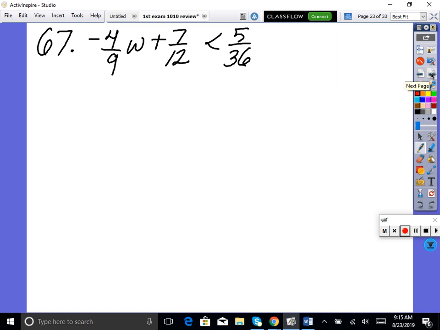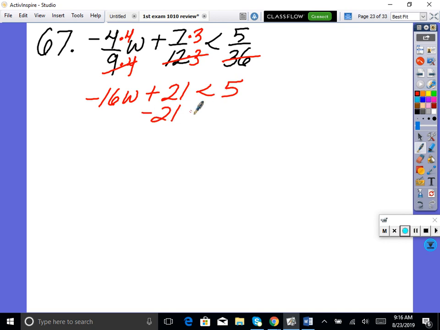All right, with 67, just a reminder, it's best to get a common denominator, which looks like it's going to be 36. So we're going to times by 4, times by 4, times by 3. So then we have now 36, a 36, a 36. We can just solve with the numerator. Negative 16w plus 21 is less than 5. Subtract 21. Sorry, negative.